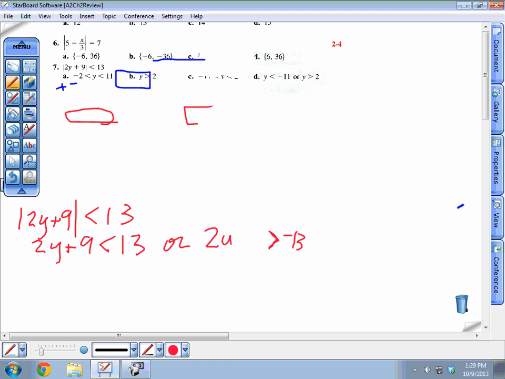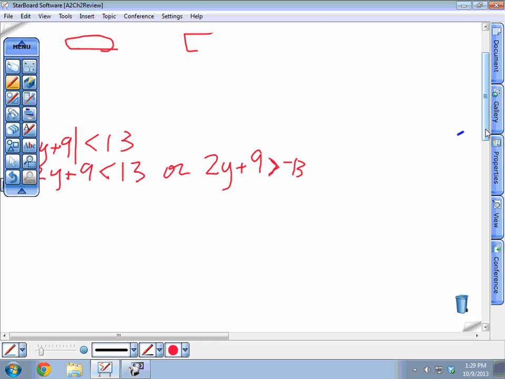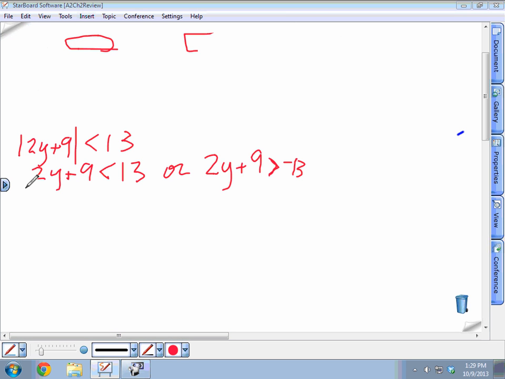Okay, let's write 2y plus 9. There, now we've got it set up, right? Because if we have 2y plus 9, if that were an equal sign instead of a less than sign, I could have set it up as equal to positive 13 or equal to negative 13. But when I change that sign to minus 13, then I have to flip this sign.